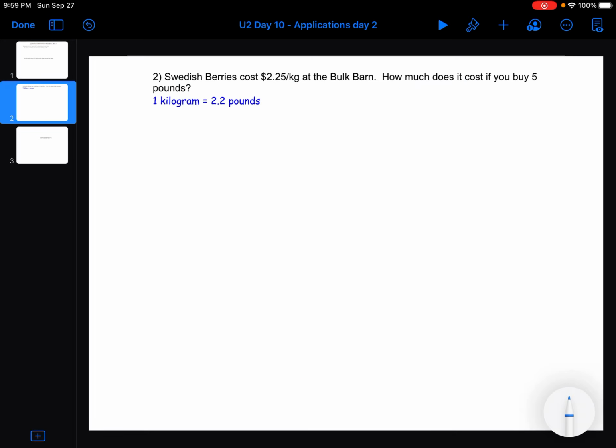Okay, so Swedish berries cost $2.25 per kilogram. How much does it cost if you buy 5 pounds? So there's 2 different ways we could do this. We could find out the cost per pound by changing our cost per kilogram into cost per pound, or we could find out how many kilograms are in 5 pounds and then multiply it by our price, which I think is the easier way to do things.